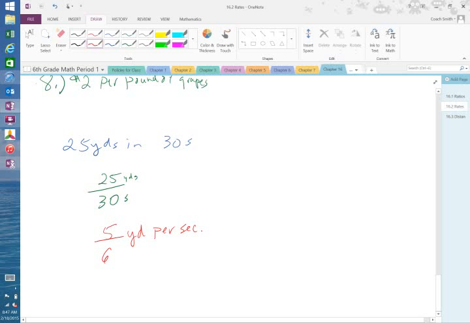Okay? Because if they went 1 yard per second, then it would be 30 yards in 30 seconds. 25 is less than 30, so you're going to have a fraction of 1 instead of 1. Noah? Did you say 5 yards in 6 seconds? No, you can't say that.